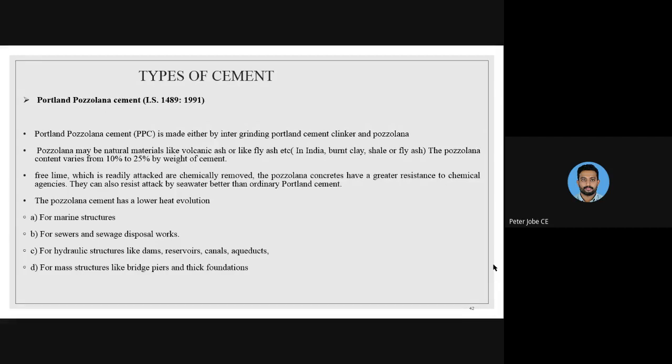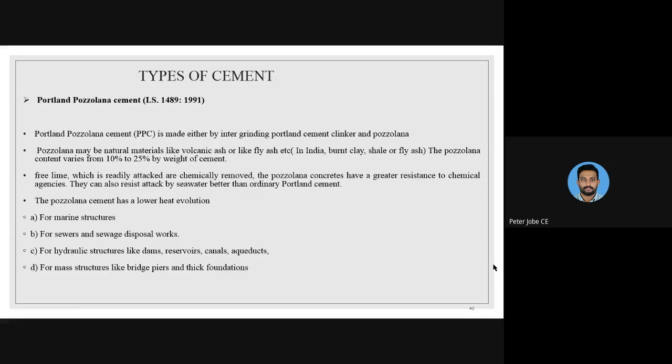Many people rely on PPC, Portland pozzolana cement, and you can see where it is produced and where it is used. It is according to the Indian Standard Specification IS 1489. So that's the name of the code. It was published in 1991. Portland pozzolana cement is made by intergrinding Portland cement clinkers and pozzolana.